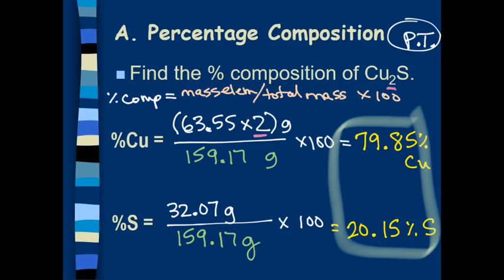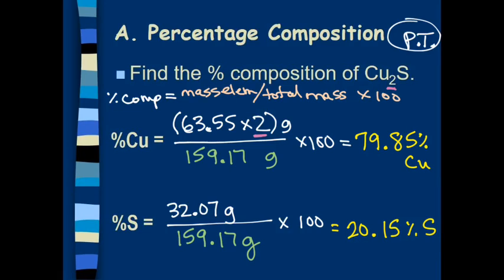If you would have had 3 different elements in your compound, you would have had 3 different setups. If you would have had 4 elements, you would have had 4 different setups, and you would have ended up with 4 different answers, percentage of each element.